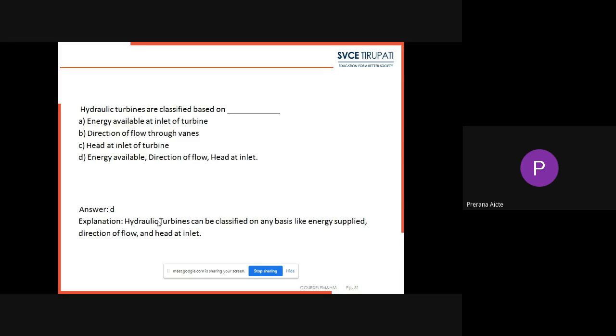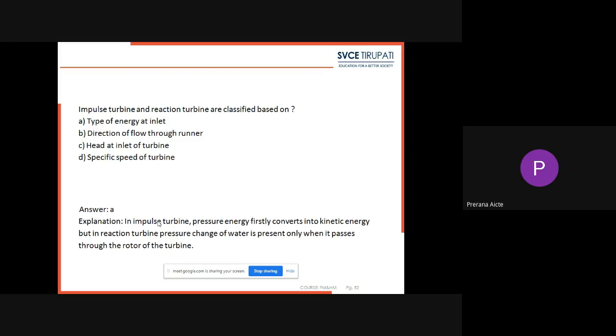The hydraulic turbines are classified based on energy available at the inlet of the turbine, direction of the flow through the turbine, and head available at the inlet of the turbine. Next question. Impulse turbines and reaction turbines are classified based on the type of energy at inlet. In an impulse turbine, the pressure energy is first converted into kinetic energy, but in a reaction turbine, the pressure change of water is present only when it passes through the rotor of the turbine.